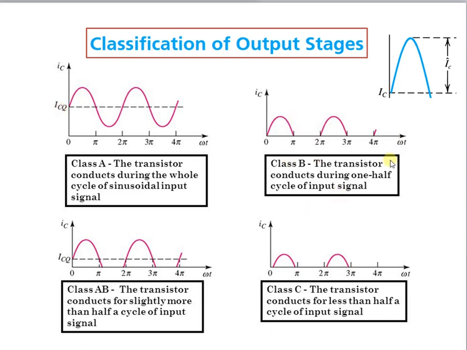Whereas in class B, the Q point is located at the cutoff, so the output signal will vary only for one half of the input signal. And because the transistor lies in the cutoff region, it will conduct only during one half of the input signal. So you can observe that the output current waveform, that is the collector current waveform, is only for one half of the cycle, that is 180 degrees.